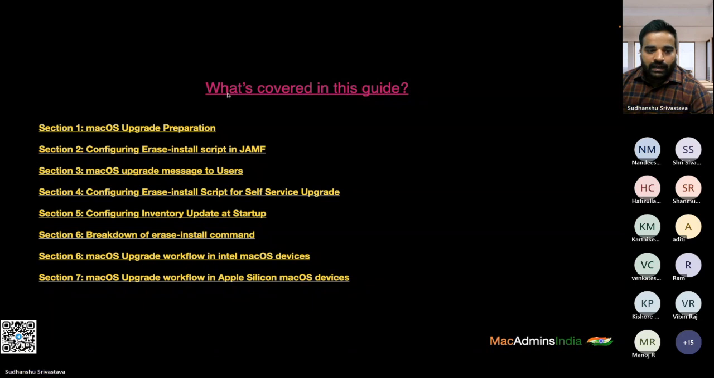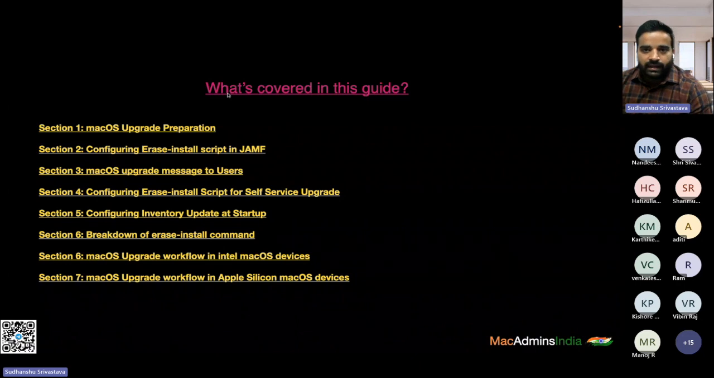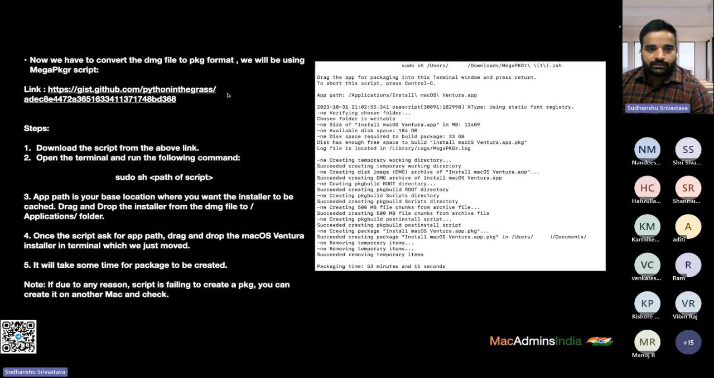So, I've also told you the breakdown of the erase-install command, the commands that I use, and the other options that you can see in section 2. I have provided you the link to erase-install, so you can modify it according to your environment. Now the next part is the smart groups.